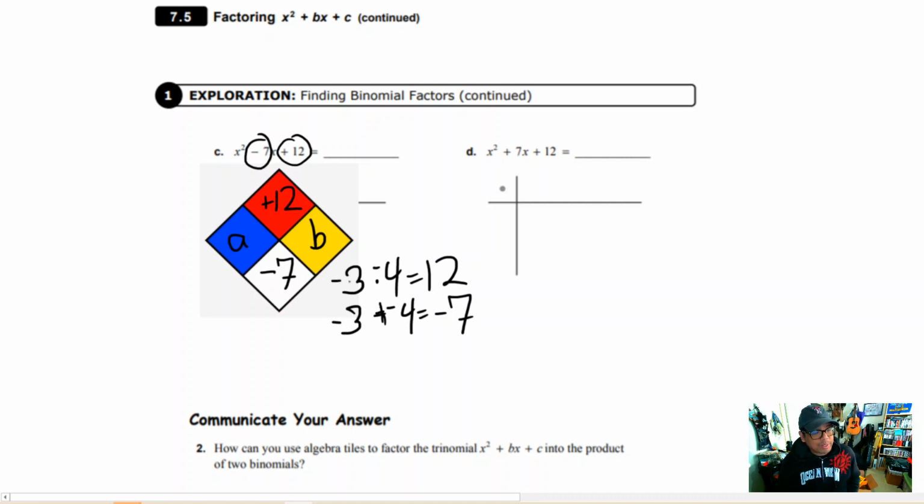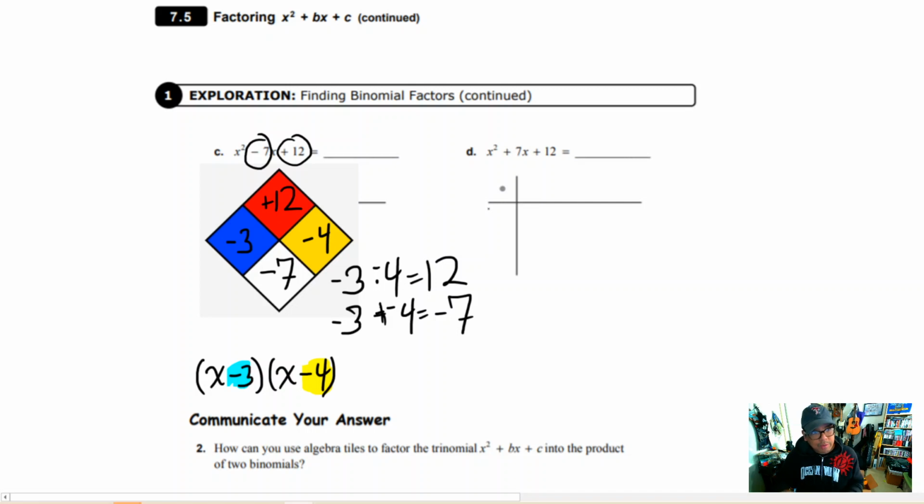So this works because negative 3 multiplied by negative 4 is 12, and negative 3 plus negative 4 is negative 7. So in our diamond problem, we can just go ahead and pop those numbers in, minus 3 and minus 4. And based on that, we have the solution to our problem. It is x minus 3 and x minus 4, just so that you can see where those numbers are coming from, the yellow and the blue over here. So that is actually a super easy way to solve a lot of these problems.